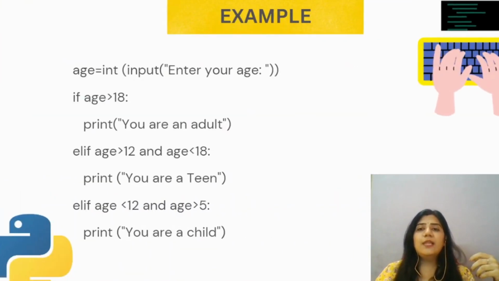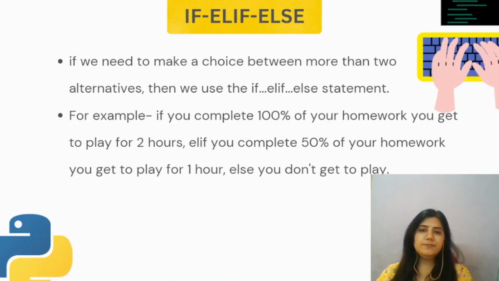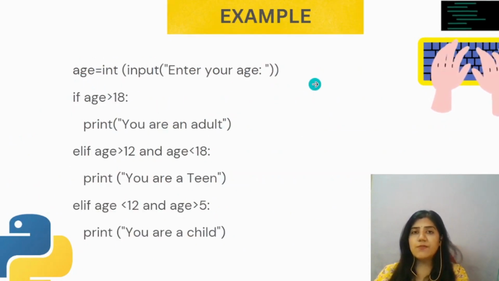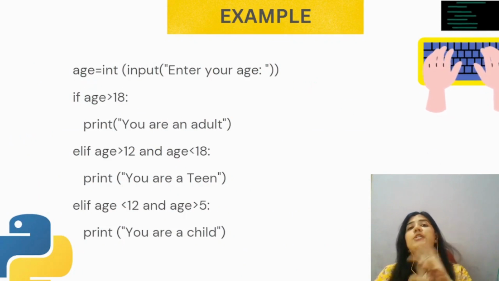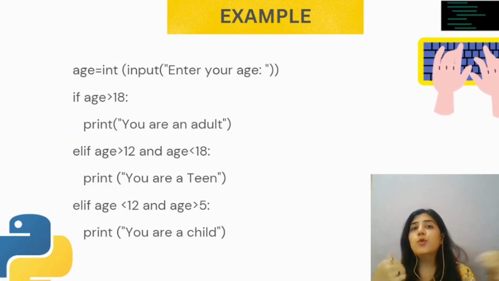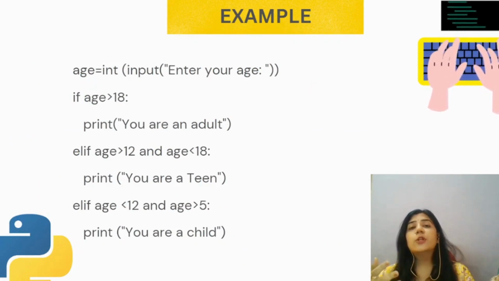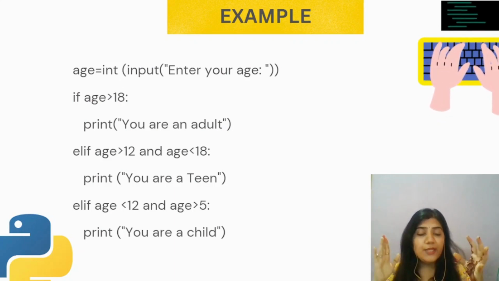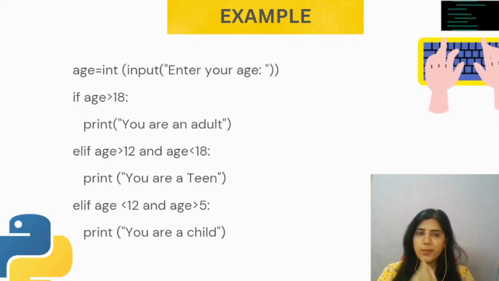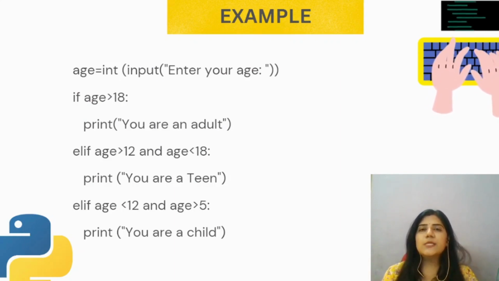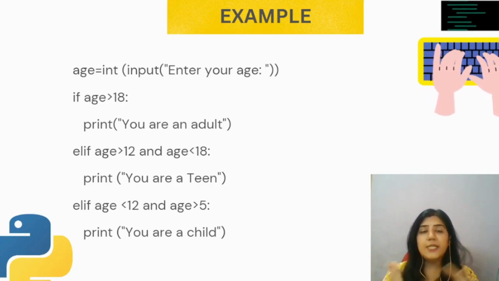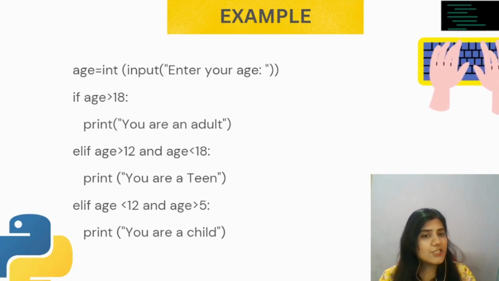Let's see how elif can be used as an example. Here again the same thing, we ask the age from the user. Then we are not just checking if the user is an adult or not, but we are also checking what other options we can have here. If the age is greater than 18, we tell the user that you are an adult. Then we put up a clause that if the age is somewhere between 12 to 18, we tell them that you are a teenager.